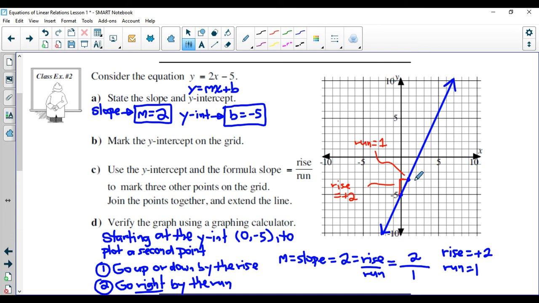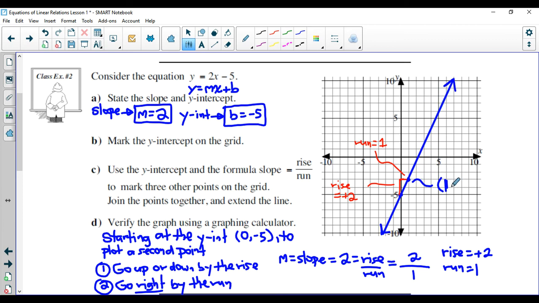Let's give the Smart Notebook a second. It doesn't seem to like what I'm doing. I should point out, by the way, that you don't have to make the slope triangle that small. There's lots of different fractions that could give you a slope of 2. Like you could go 8 divided by 4, in which case you go up by 8 and then across by 4. And you could also get another point there.